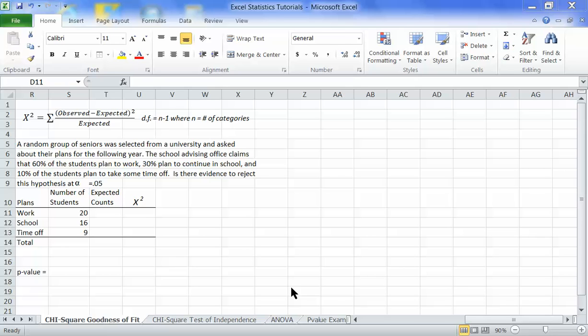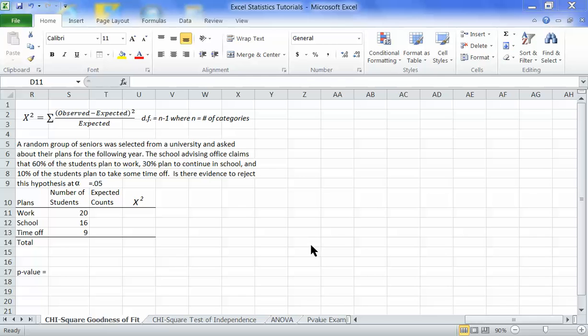I'm going to do two types of examples. One, where the assumed distribution varies among the different categories, and another where the assumed distribution is evenly distributed among the different categories.